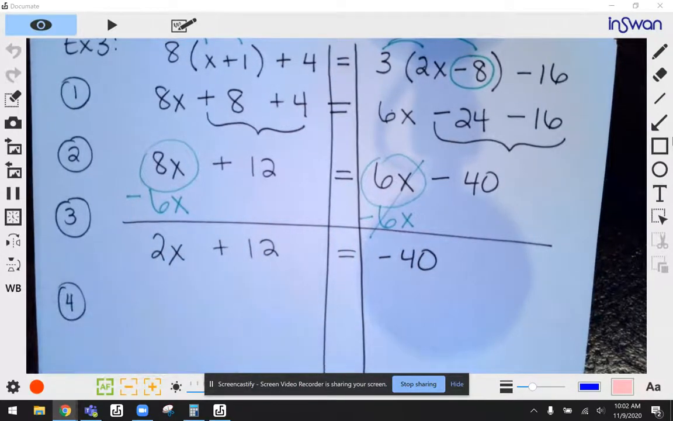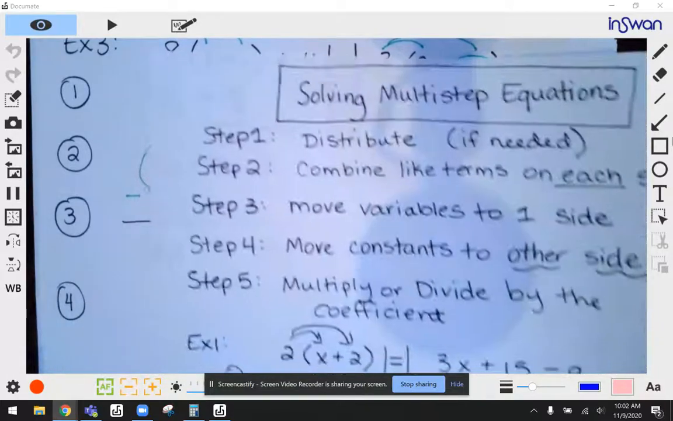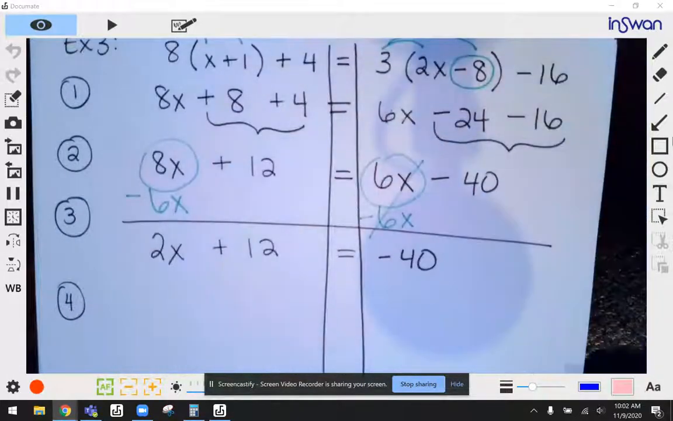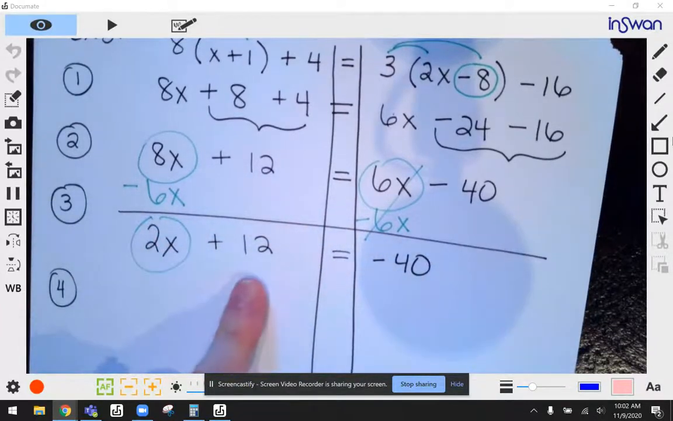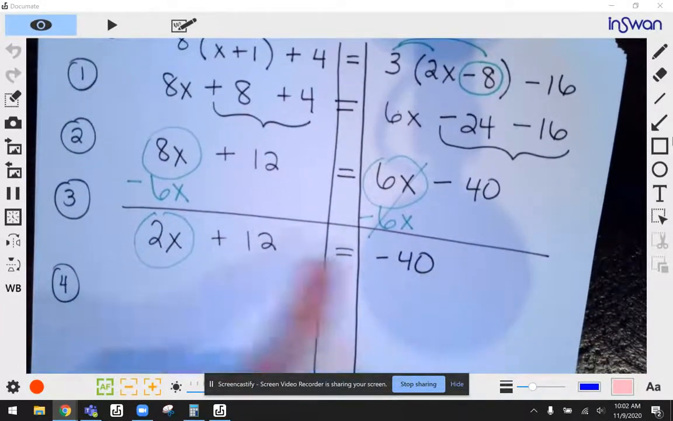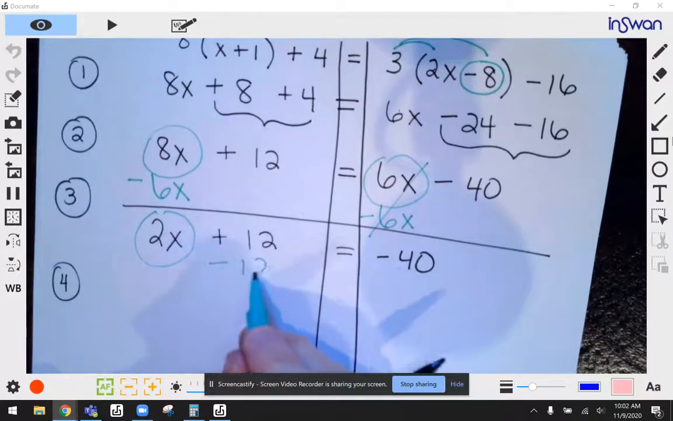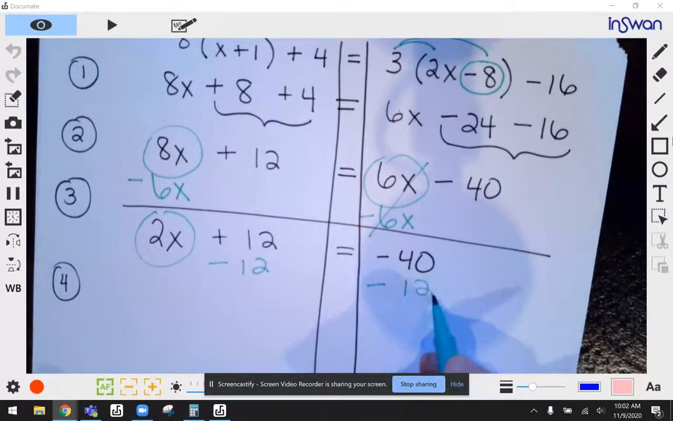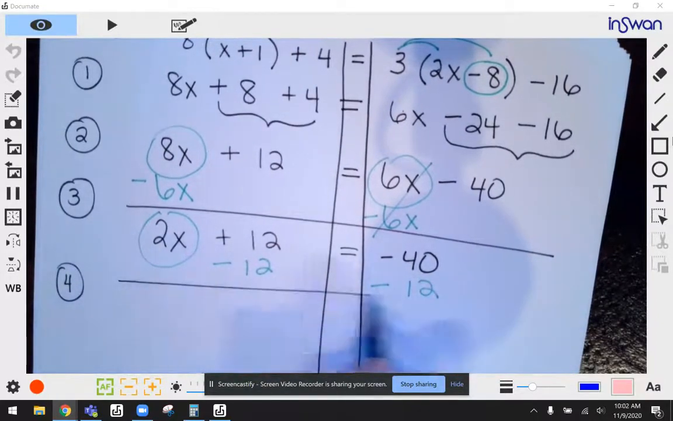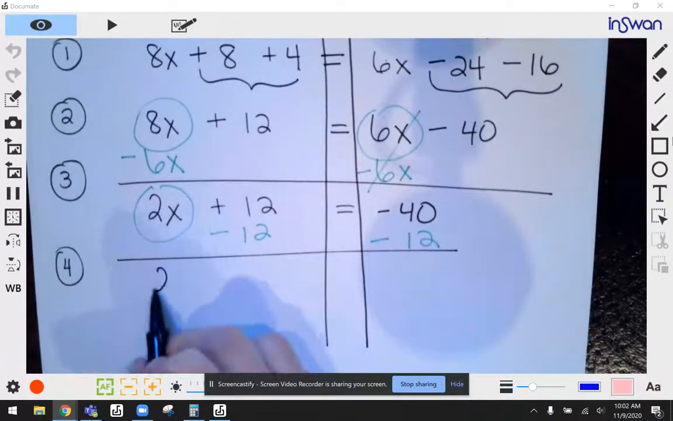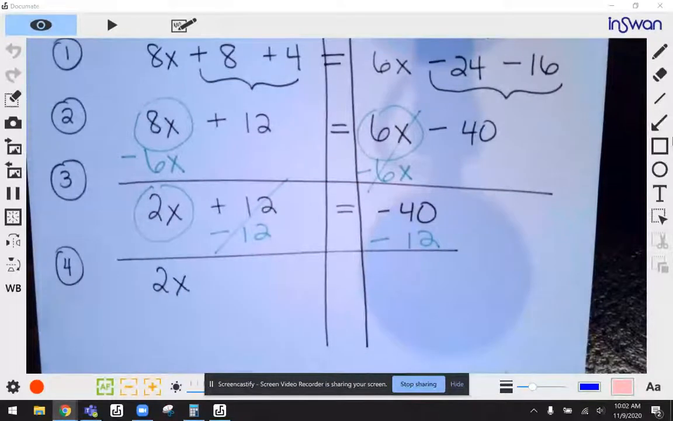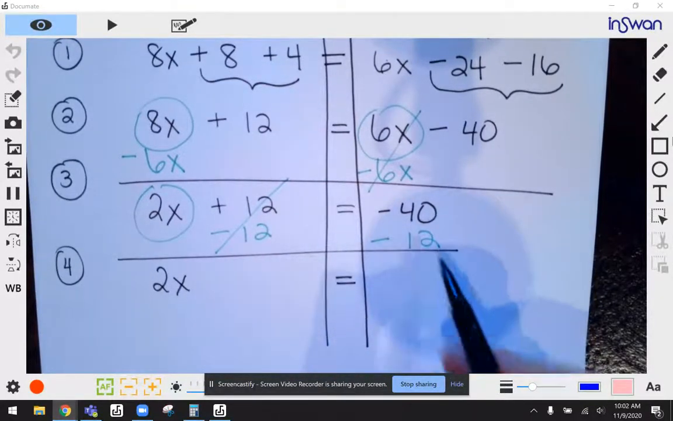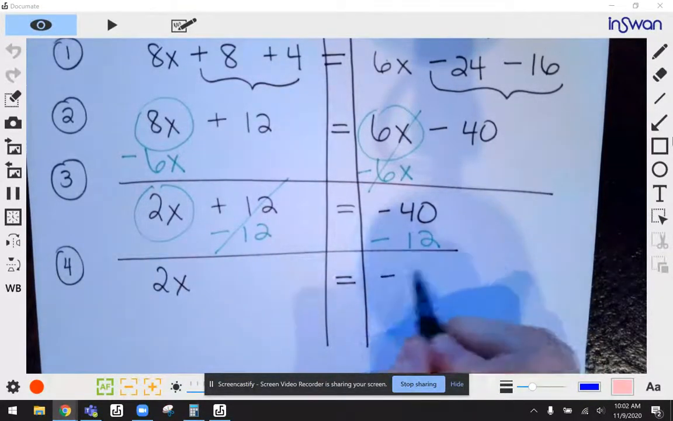Okay, step 4, move constants to the other side. So remember, we're trying to get this variable by itself. We want this constant to go away to the other side. So we're going to do the inverse and subtract 12 from both sides. That leaves us 2x on this side because 12 minus 12 is 0 equals, and then negative 40 minus 12 is going to be negative 52.